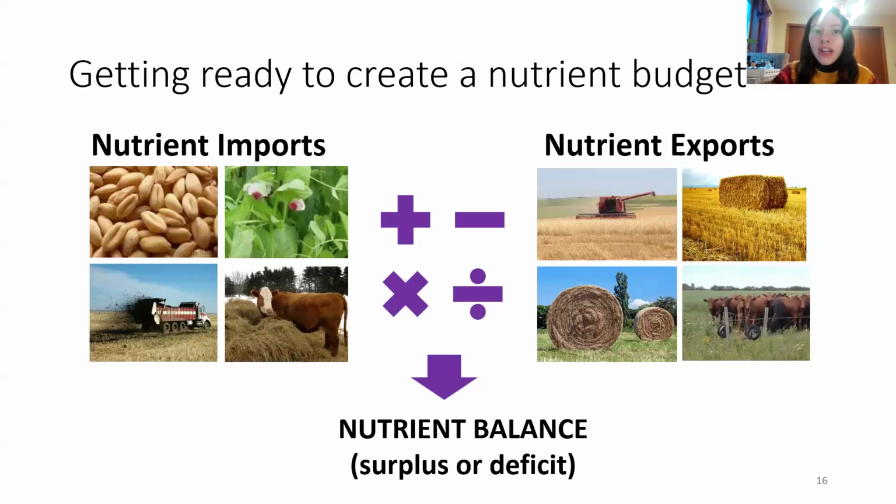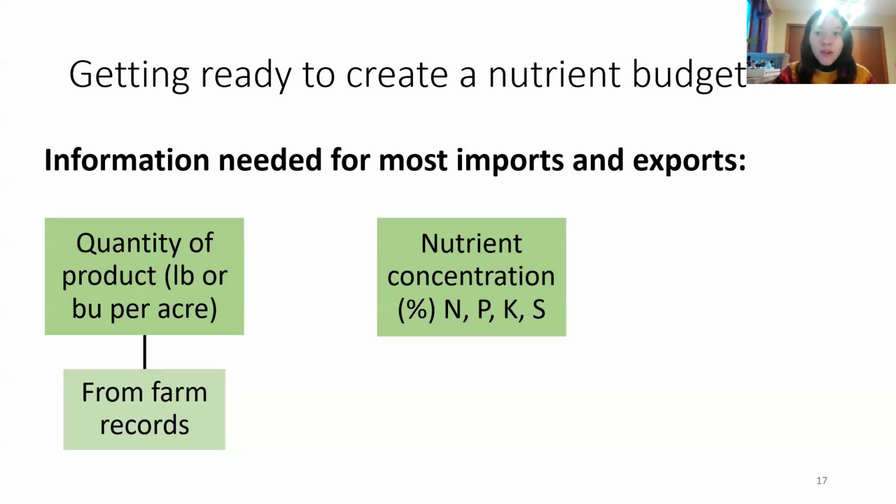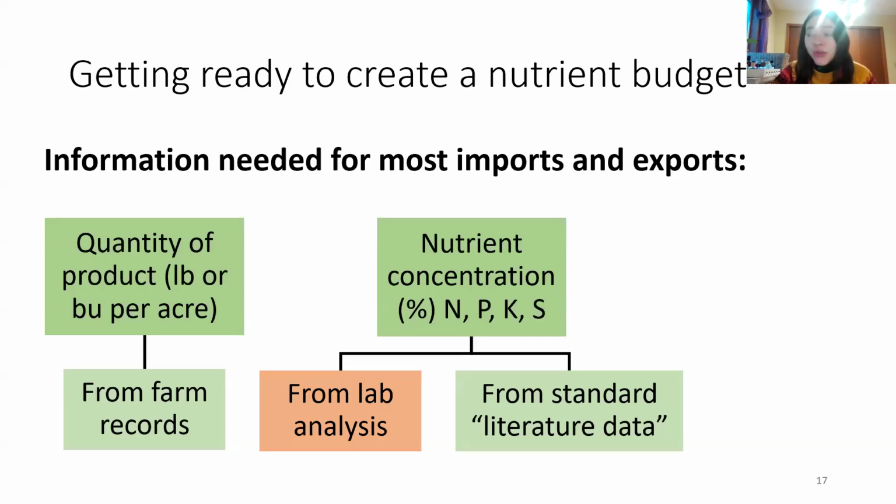So getting ready, we need to know our import and export. So information for our import, we want the quantity of a product. Now this can be in pounds or bushels per acre, and we get that from our farm record. So what's your seeding rate? 100 pounds per acre. Nutrient concentration. This is something we can get from literature standard data.